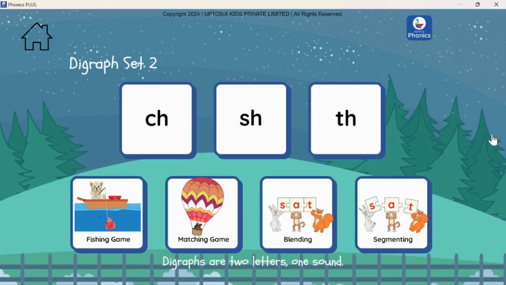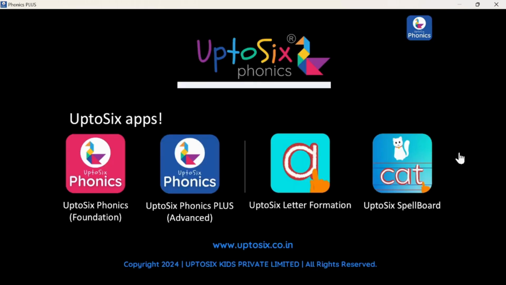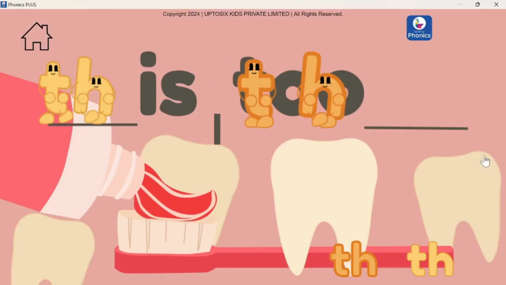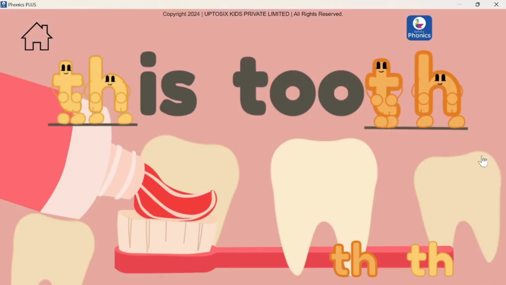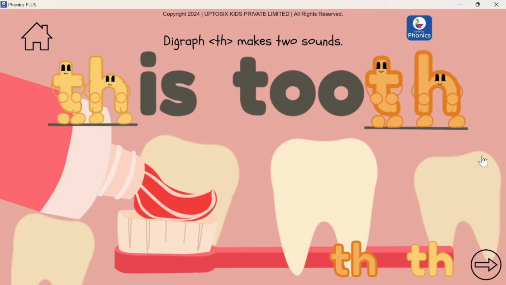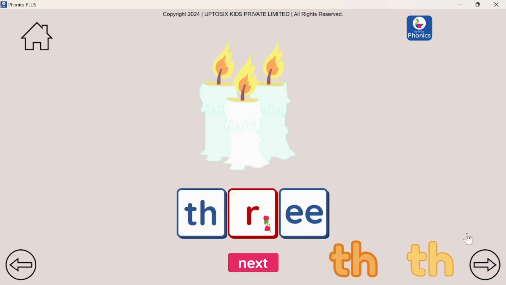And we will learn diagram T H in Set 2 diagrams, UptoSix Phonics Plus. TH can make two sounds. This is unvoiced and this is voiced. As in three. In three, TH is unvoiced.